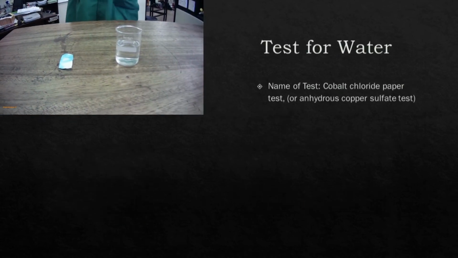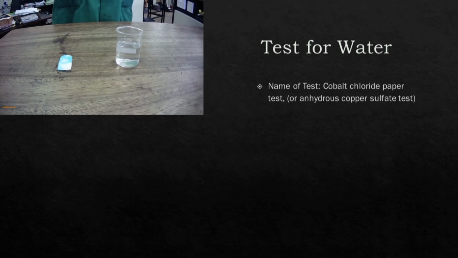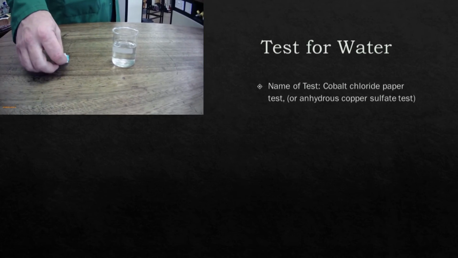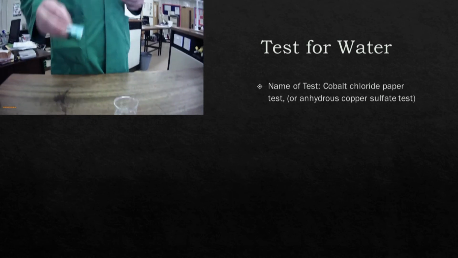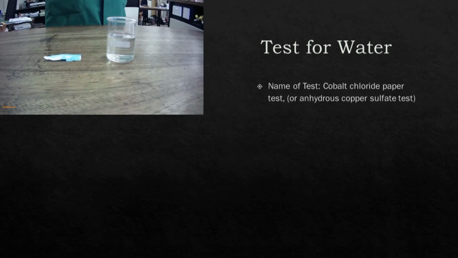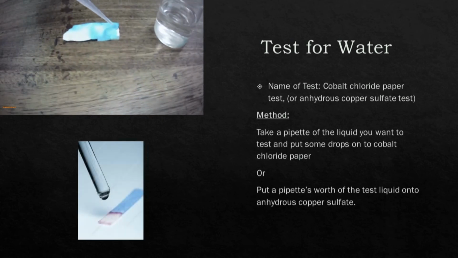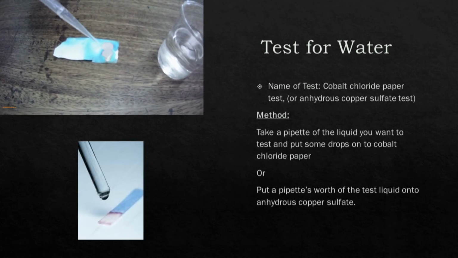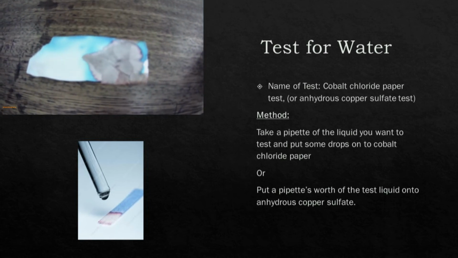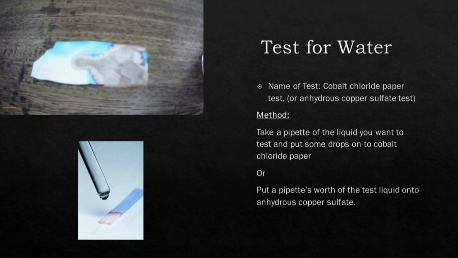Okay, my final test is the test for water. There's actually 2 tests for water. I'm only going to show you one today. I'll show you the other via some pictures at the bottom. This bit here is paper, and it is laced with a chemical called cobalt chloride. Cobalt chloride is usually a lovely blue colour, but when you add water to it, it changes its colour. So I'm just going to put a few drops on there, and you can see it turns pink. So my test for water is that it turns cobalt chloride from blue to pink.